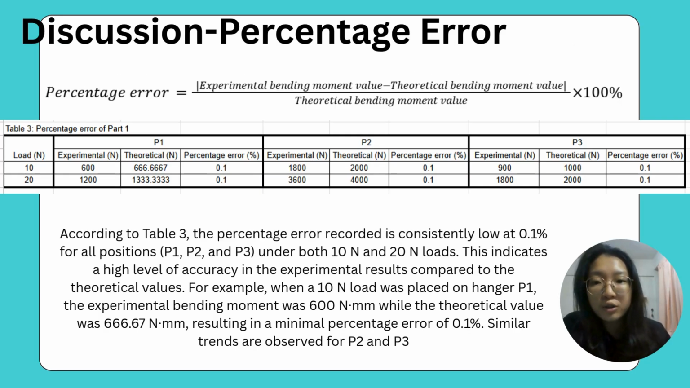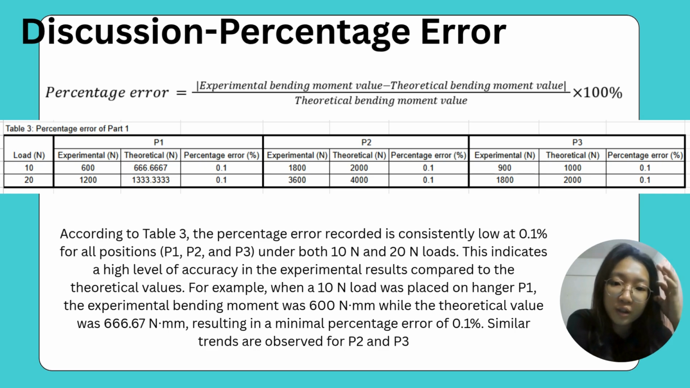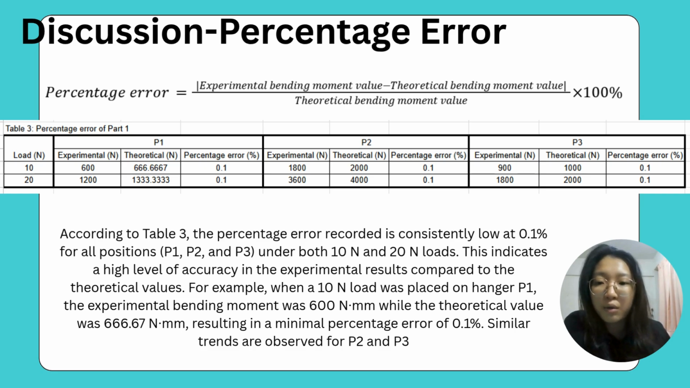So for the discussion, the percentage error is calculated using the formula: experimental bending moment value minus theoretical bending moment value, over the theoretical bending moment value, then times 100%. So Table 3 is the percentage error for Part 1. The table contains the experimental bending moment value, the theoretical bending moment value, and also the percentage error.